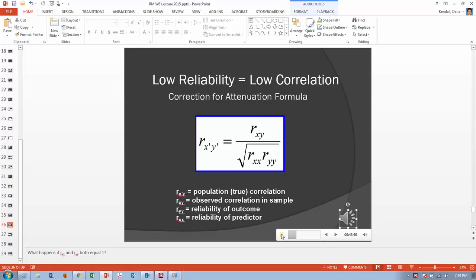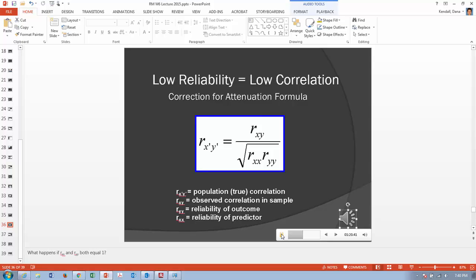So let's check out the formula and notice why that's true. The first term we have is r, x prime, y prime, and that is representative of the population or true correlation. And then the r, x, y on the numerator is the observed correlation in our sample. And finally, on the denominator, we have the square root of the product of the reliabilities that we observe in the study for both x and y. So rxx is the reliability of the predictor, and ryy is the reliability of the outcome.